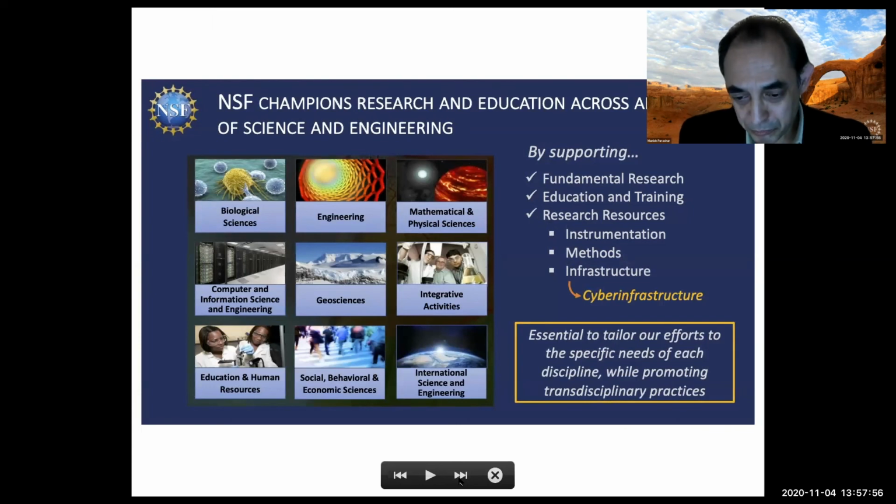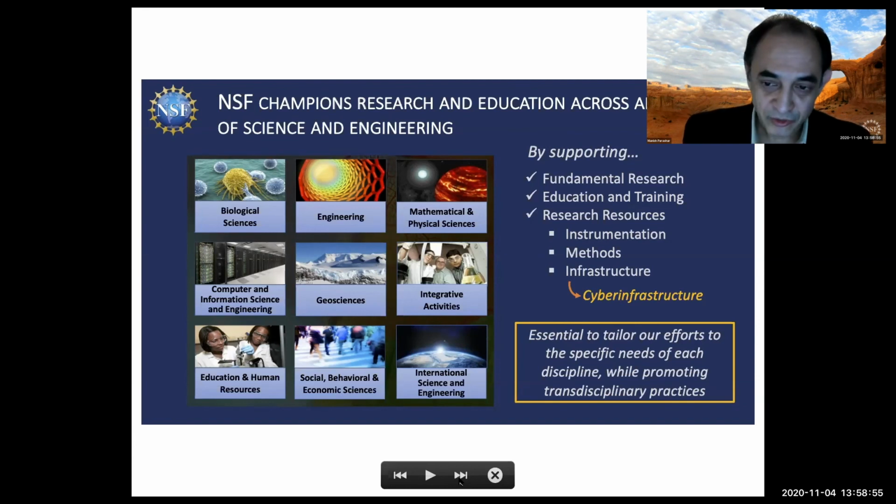So just to give you a feeling for the breadth of areas that NSF covers, here's a quick snapshot. We are organized as different directorates and offices, and these span areas such as biological sciences, engineering, mathematical and physical sciences, computer and information science and engineering, where the Office of Advanced Cyber Infrastructure sits, geosciences, education and human resources, social, behavioral, and economic sciences, integrative activities, and of course, international science and partnership. So it has a very broad community that it supports, and it's very heterogeneous in the type of research, in the type of researchers, in the type of data and methods and approaches that are used.